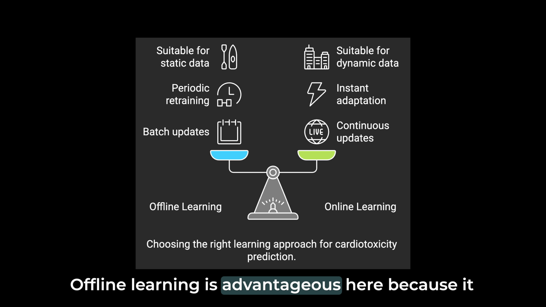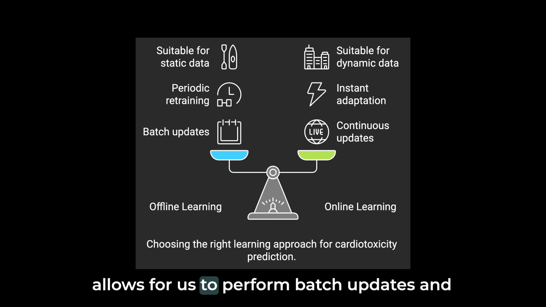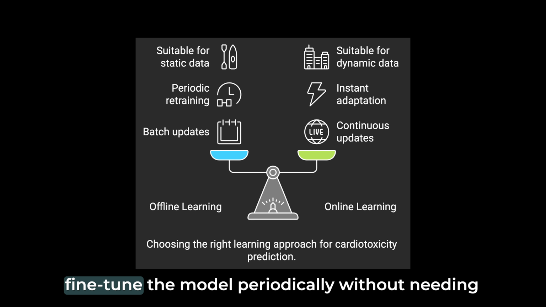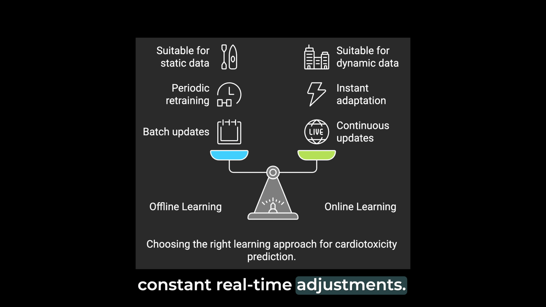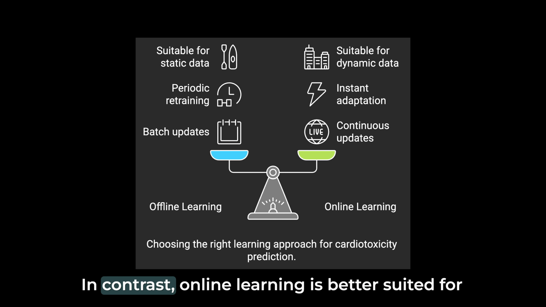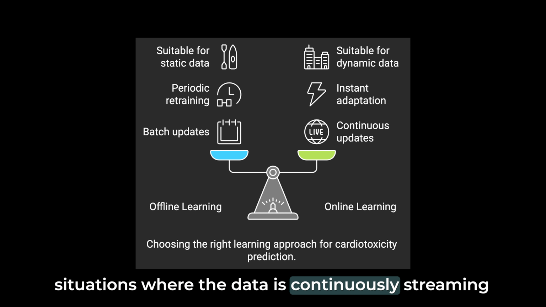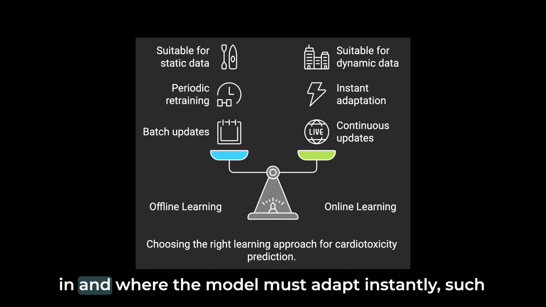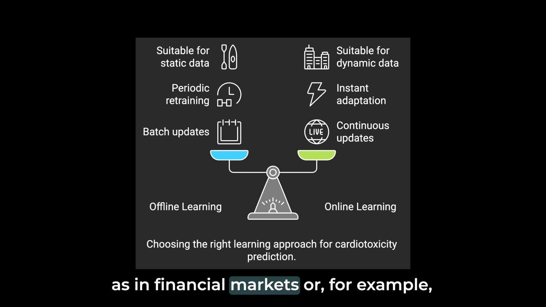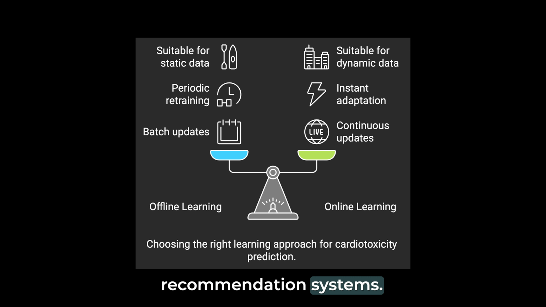Offline learning is advantageous here because it allows us to perform batch updates and fine-tune the model periodically without needing constant real-time adjustments. In contrast, online learning is better suited for situations where the data is continuously streaming in and where the model must adapt instantly, such as in financial markets or, for example, recommendation systems.